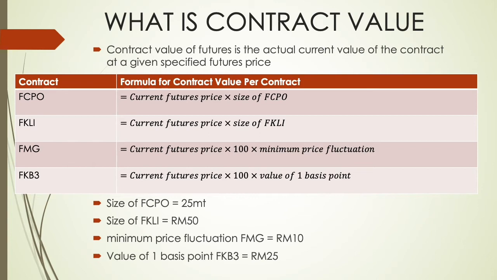For FKLI, the formula for contract value per contract is current futures price times size of FKLI. So size of FKLI is 50 ringgit per contract. For FMG, current futures price times 100 times minimum price fluctuation. So minimum price fluctuation for FMG is equal to 10 ringgit. And FKB3, current futures price times 100 times value of 1 basis point. So value of 1 basis point for FKB3 is 25 ringgit per contract.